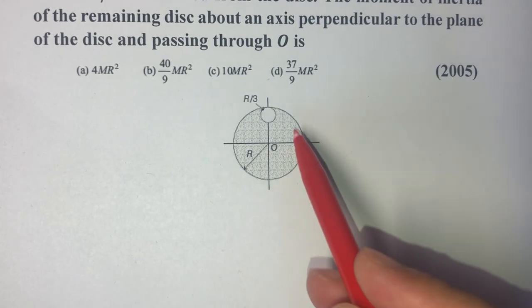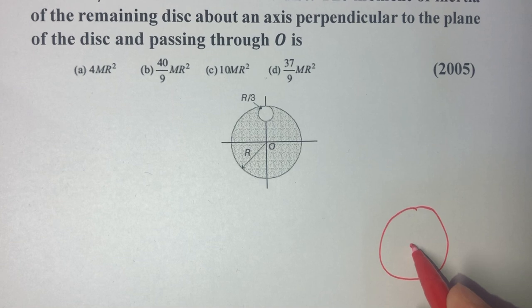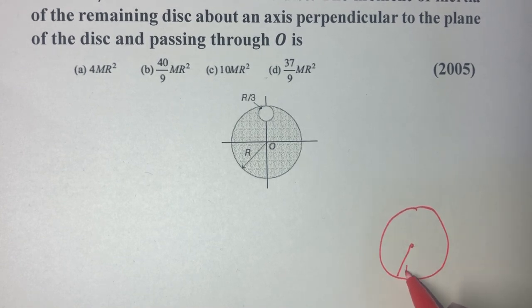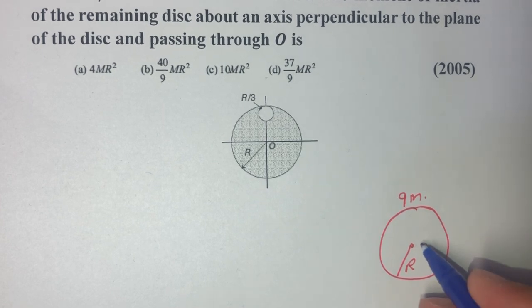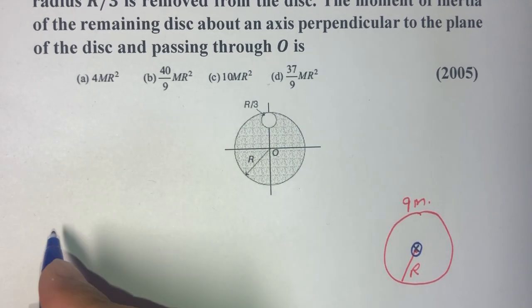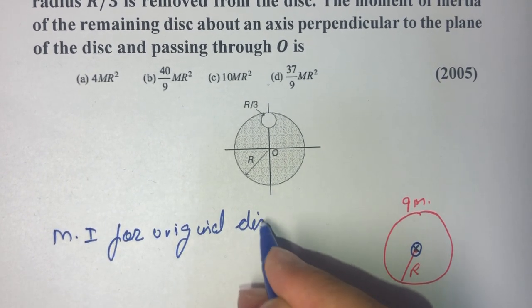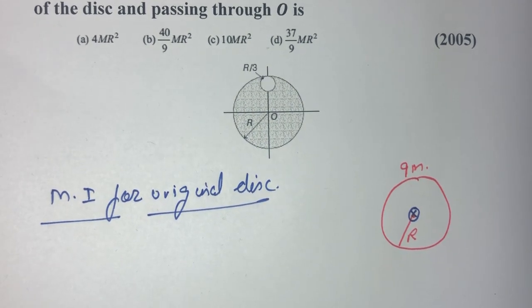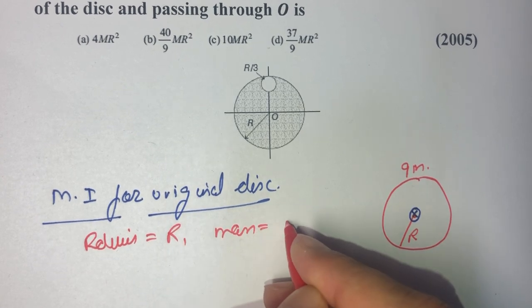So first let us consider the original disc, that is a complete one. This is the center, and its radius is r, and it has a mass of 9m. The axis is perpendicular to the plane of the disc, passing through this center, going into the paper and marked with a cross. Let us find the moment of inertia for the original disc, with radius r and mass 9m.